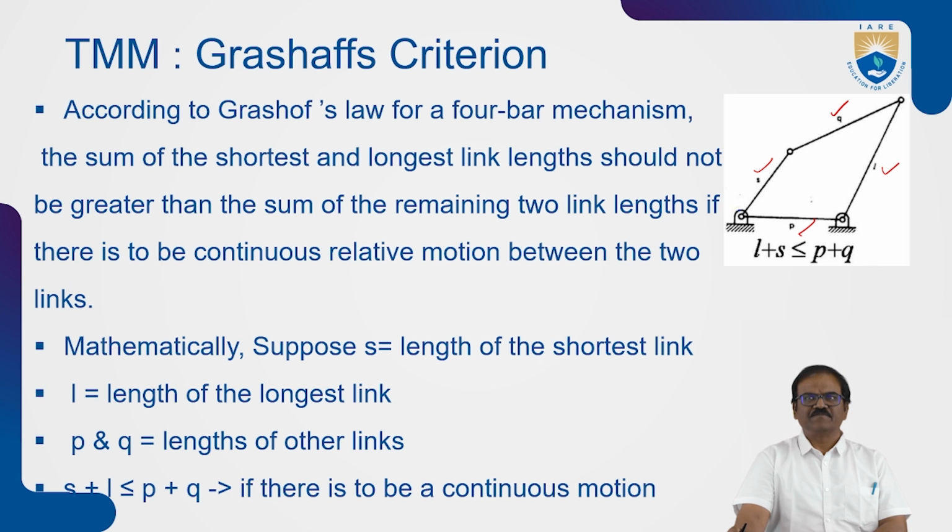Suppose S is equal to the length of the shortest link and L is equal to the length of the longest link. P and Q are the lengths of the other links. Therefore, the condition that should be satisfied for continuous motion is L plus S should be less than or equal to P plus Q. This is the basic understanding given by Grashoff: at least one link should have continuous rotation.